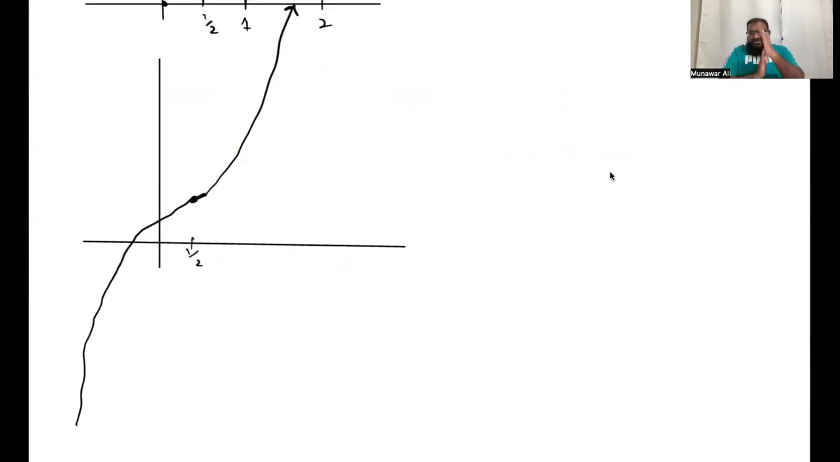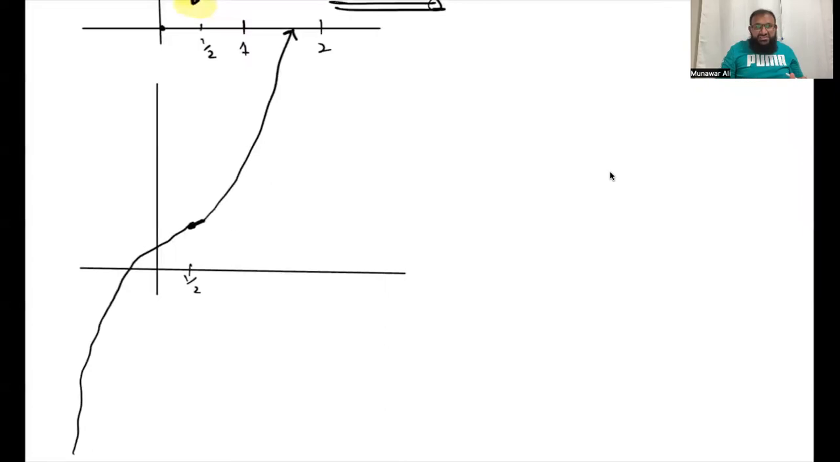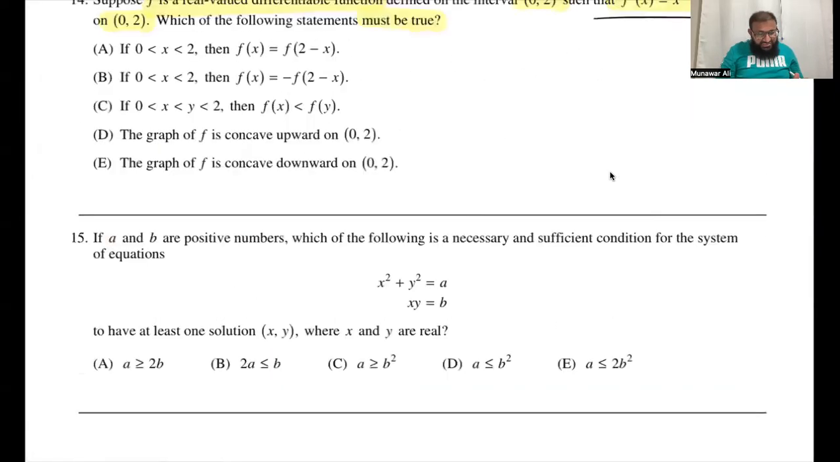Then it matches here. So the function goes like this. The slope is decreasing, but it is positive. It means the function is going up. Then there is the smallest slope, but it's positive. Then the function increases again, and its slope also increases. So this is the function you can see, and this function is increasing. So you have to just go and check the options.